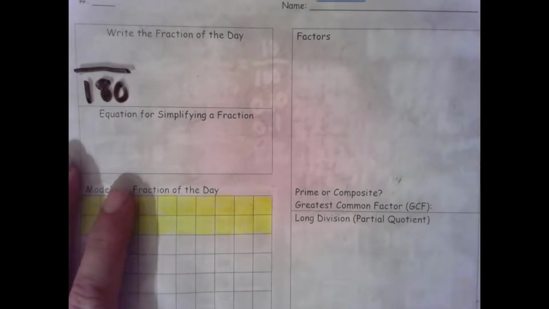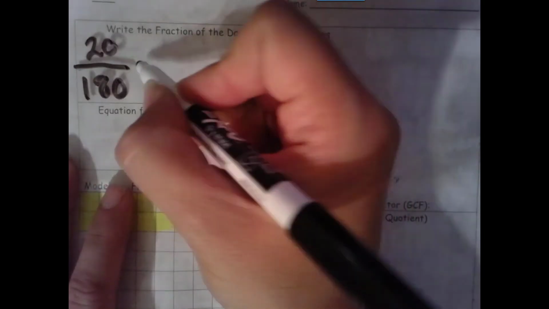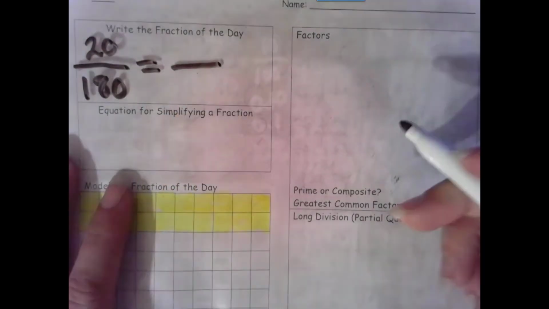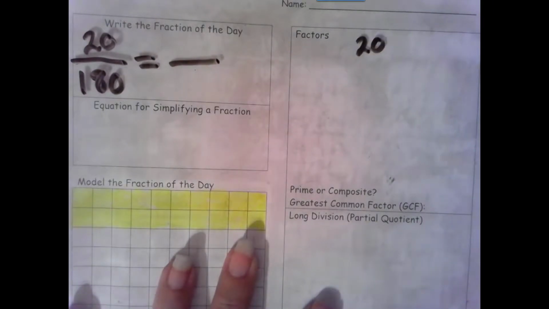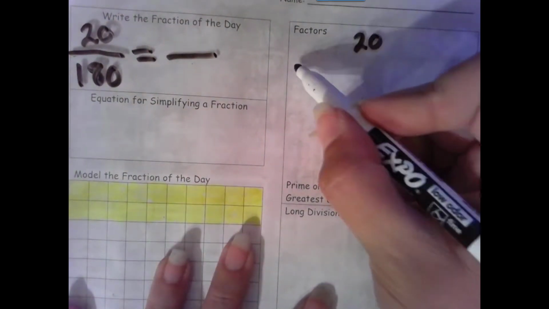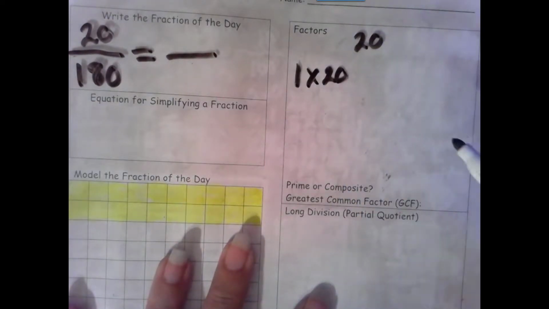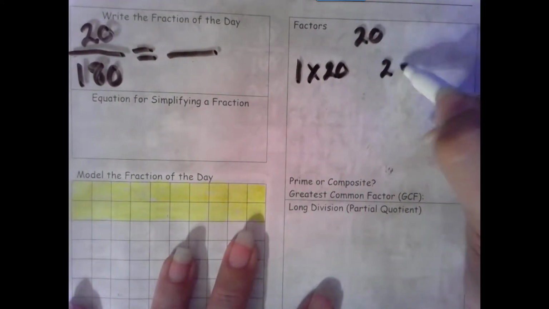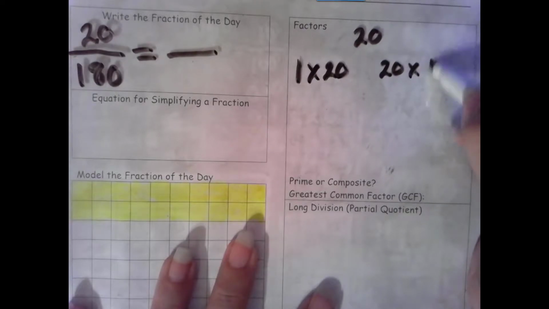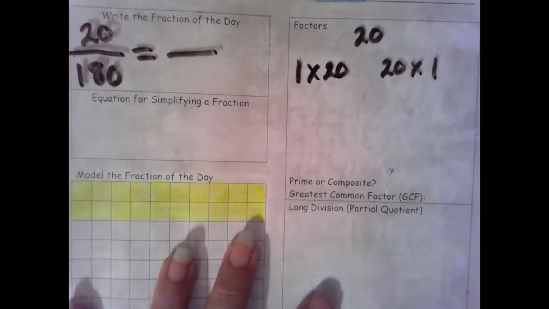Okay, so we have a total for our beginning fraction of 180 days. That's why it's our denominator, and we're currently on day 20, so that's our numerator. Let's find the factors of our numerator, which is 20. Two factors we always know are 1 and the number itself. Using the commutative property, you can also say 20 times 1.